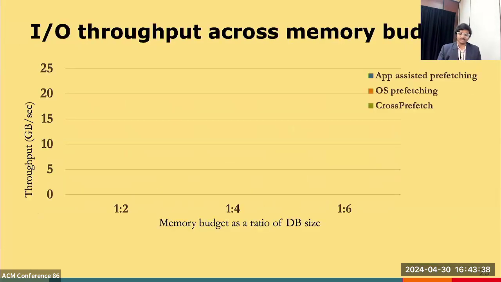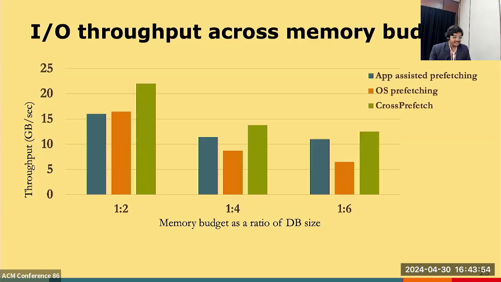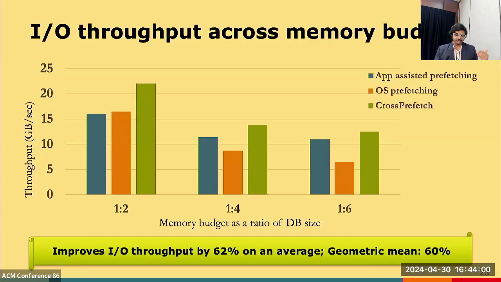To understand how CrossPrefetch works with different memory budgets, on the x-axis we have the memory budget as a ratio of the size of the database. So, for example, if the size of the database is 100 GB, 1:2 would mean the memory budget is 50 GB. The y-axis is throughput again. We see that while reducing the memory budget drops the average throughput, CrossPrefetch is able to extract 60% more on average from the system.